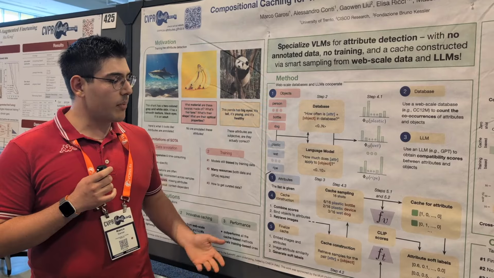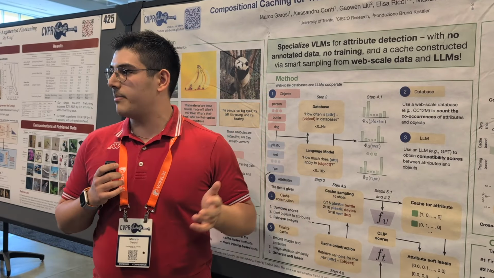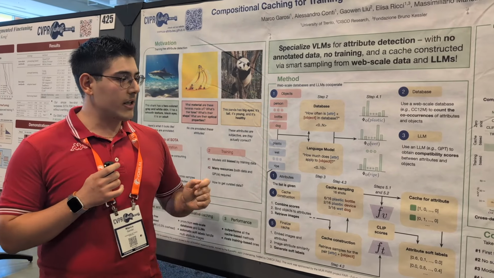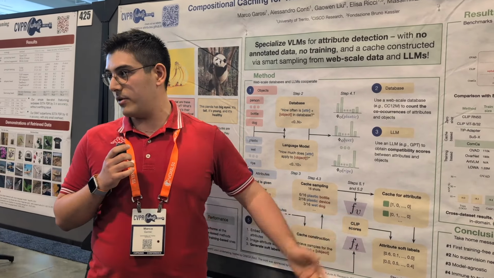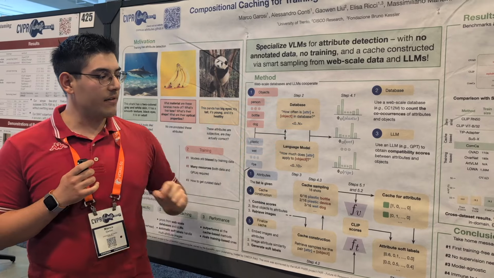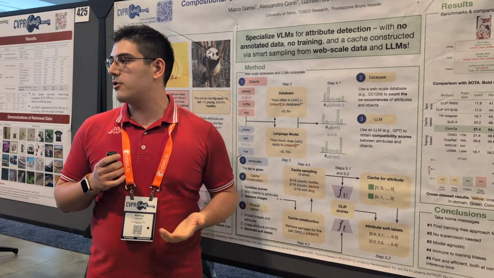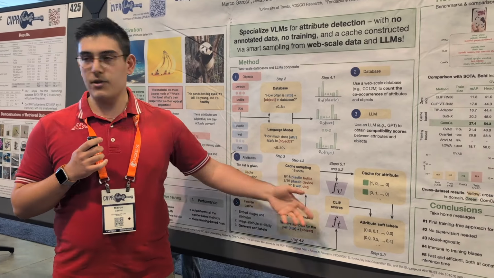At this point, we just go through the cache construction mechanism, which is quite similar to Tip-Adapter and SuS-X, with the only difference that we introduce soft labels, which means instead of having just one-hot labels, we want to represent the multi-label nature of attributes. And we do that by using CLIP scores.